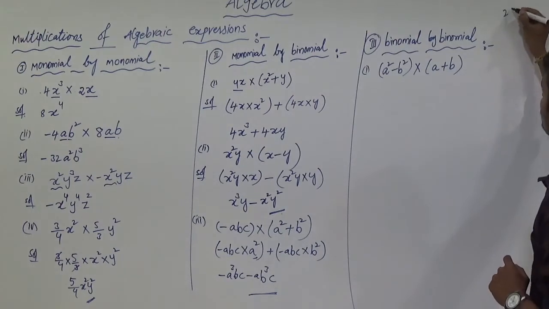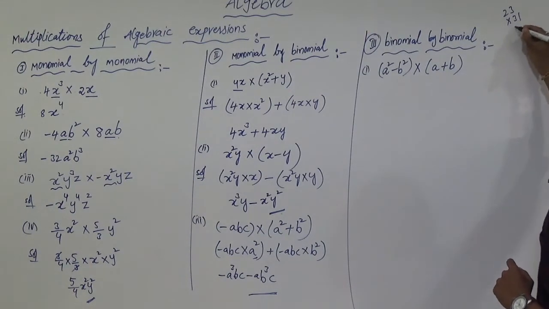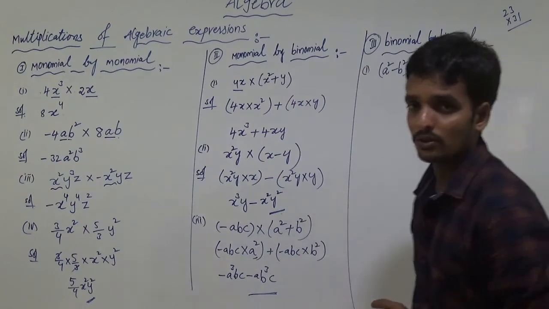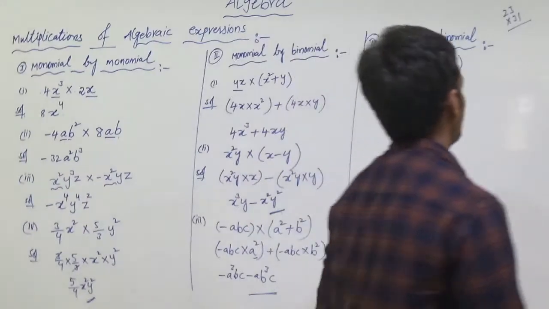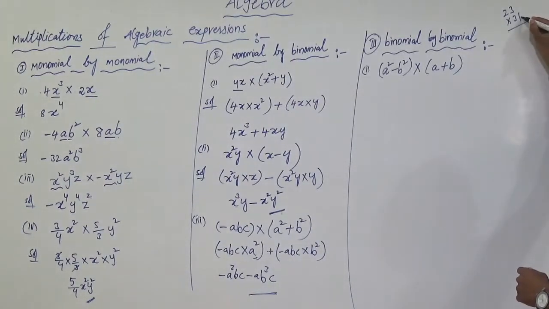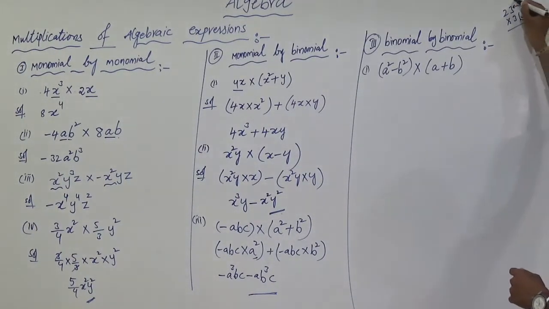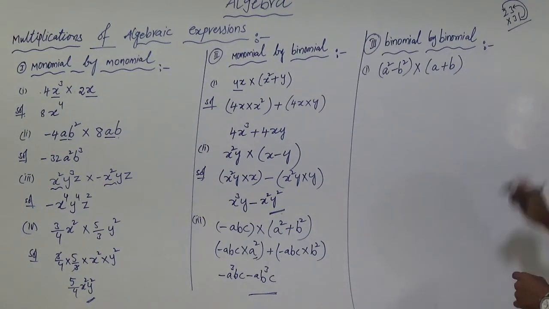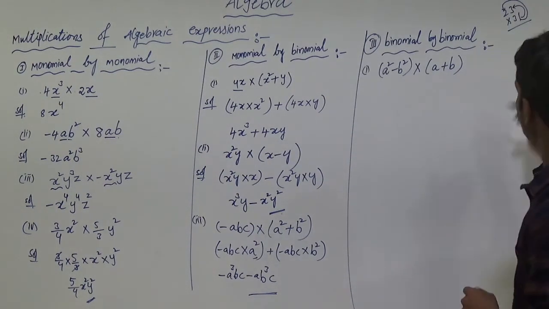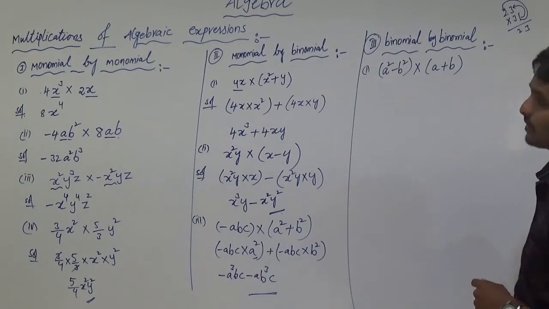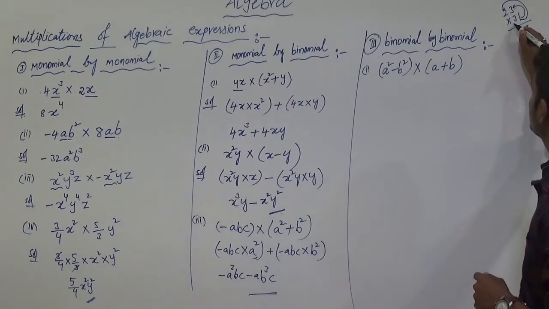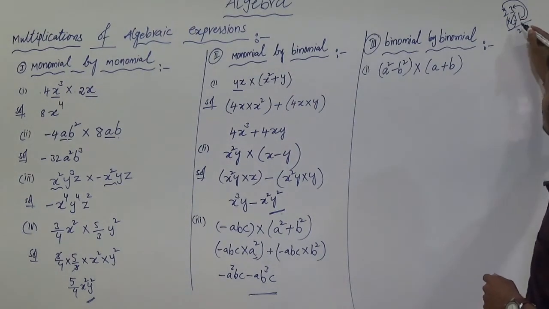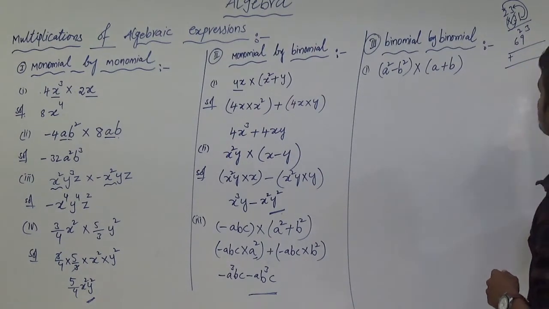For example, we have 23 into 31. How can we multiply 23 into 31? We should start from 1. We are multiplying 1 with 3, and in the same way 1 with 2. 1 into 3 is 3, 1 into 2 is 2. We are writing like that. In the next step we multiply with 3: 3 into 3 and 3 into 2. Three 3s are 9, three 2s are 6. Then we add the answers.